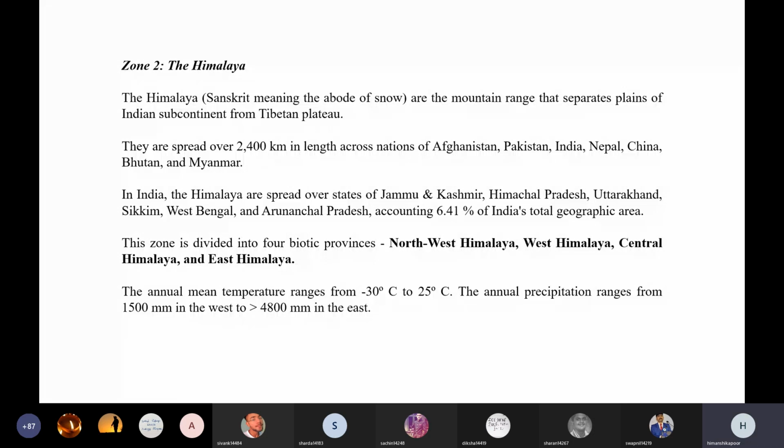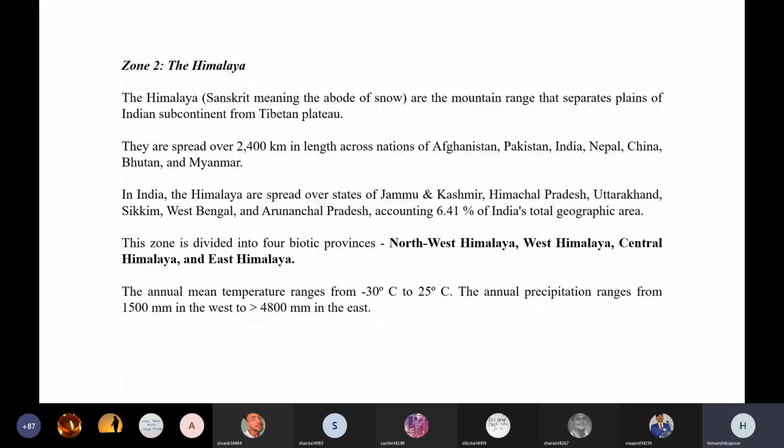So we know the entire length of the Himalayas is around 2400 kilometers, and it is spreading across nations: Afghanistan, Pakistan, India, Nepal, China, Bhutan, and Myanmar. In India, it is spreading across the states of Jammu and Kashmir, Himachal Pradesh, Uttarakhand, Sikkim, West Bengal, and Arunachal Pradesh. So Himalayas account for 6.41% of India's total geographic area.